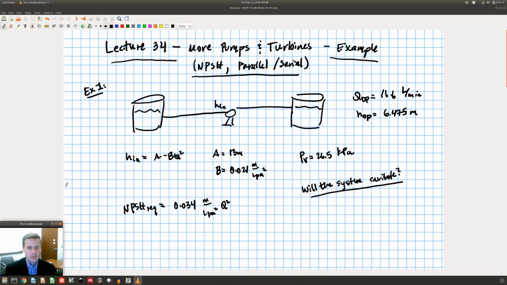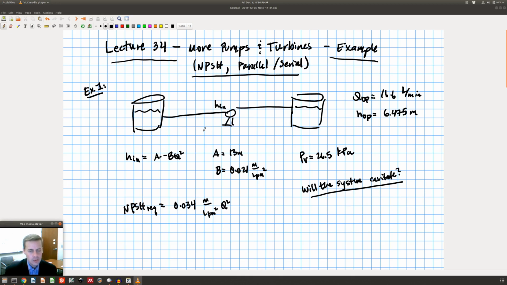Hi class. So this is an example that goes with lecture 34, which is our second lecture on pumps and turbines. These examples have to do with the net positive suction head and with putting pumps in serial or parallel. So let's go ahead and get started.